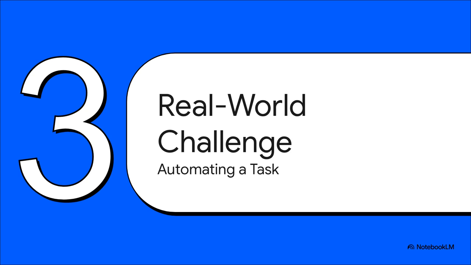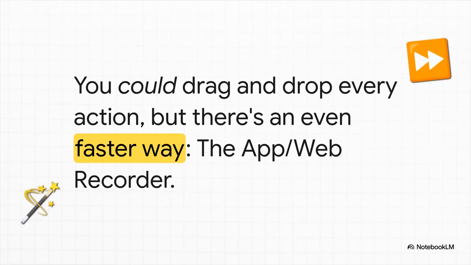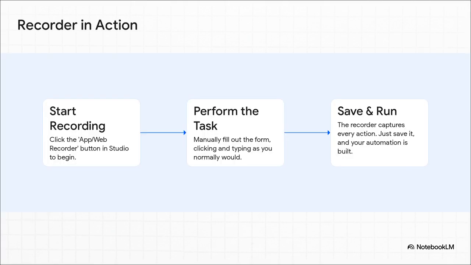Okay, popping up a message box is fun and all, but let's get our hands dirty with a real-world task. We're going to build a bot that automates data entry on a website. Now, we could build this the same way we did before, dragging over an activity to type in the first name, then another to click the next box, and so on. But that's the slow way. There's a much, much faster method called the app/web recorder. This right here is where the magic of low-code automation really clicks.